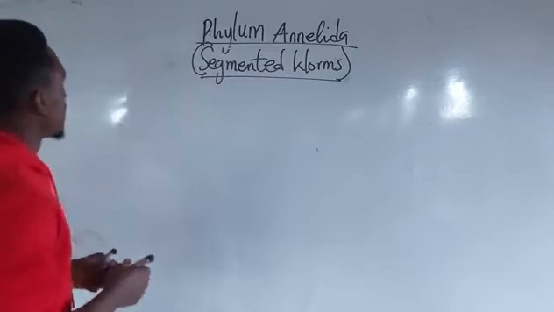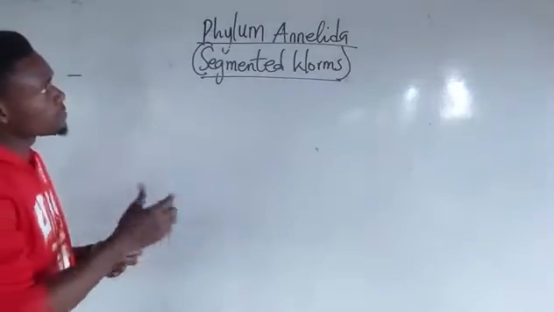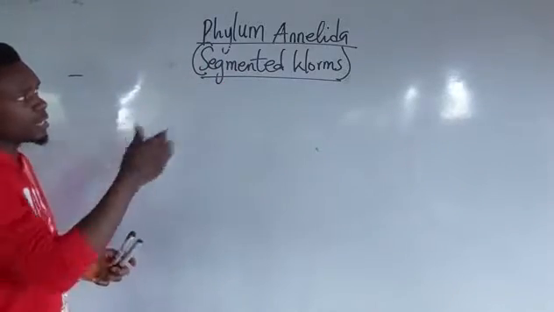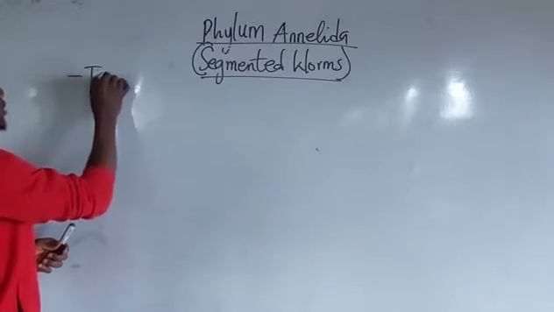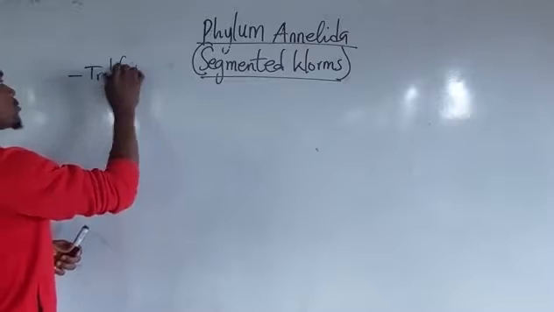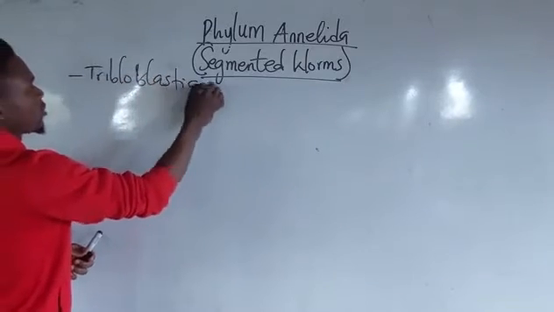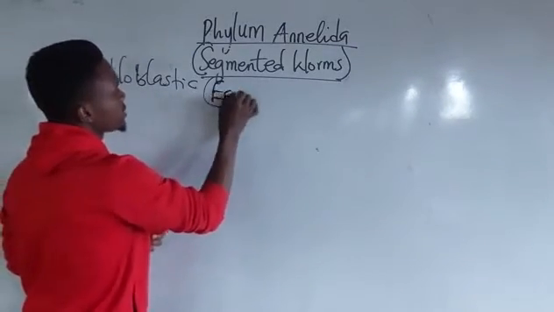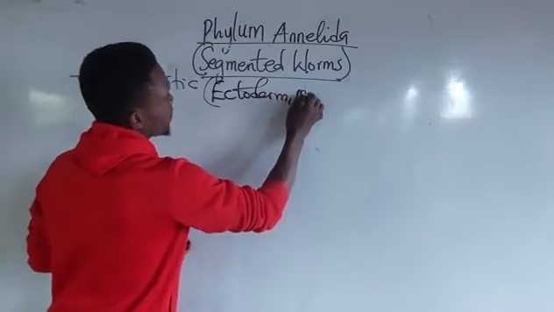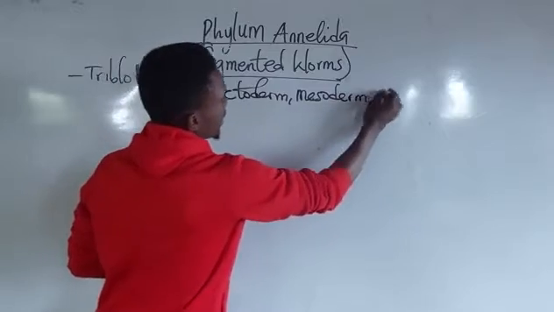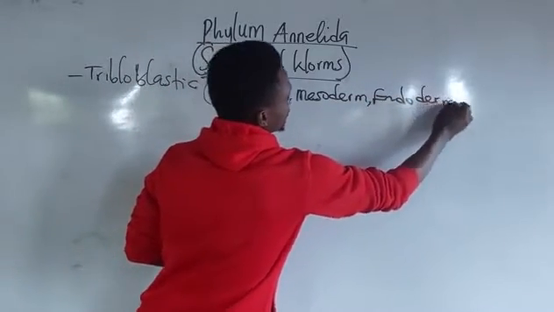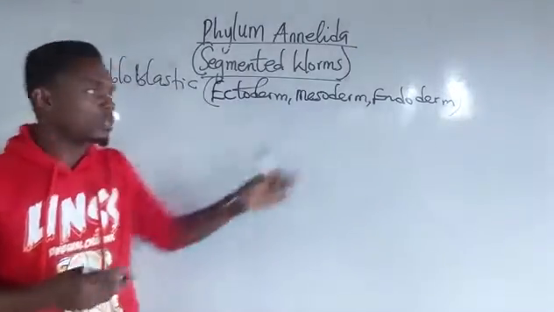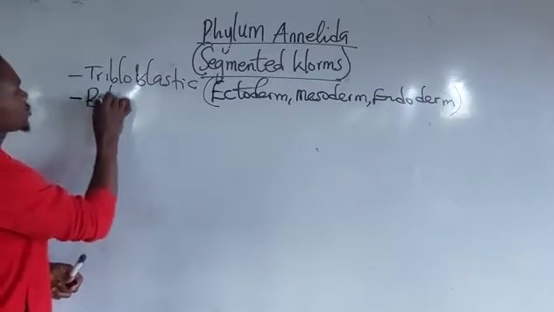Let us get started. The organisms found in Phylum Annelida are called annelids, segmented worms. These worms are triploblastic. For them to be called triploblastic organisms, it means that they have three germ layers: the ectoderm, the mesoderm, and the endoderm. And secondly, they are bilaterally symmetrical.